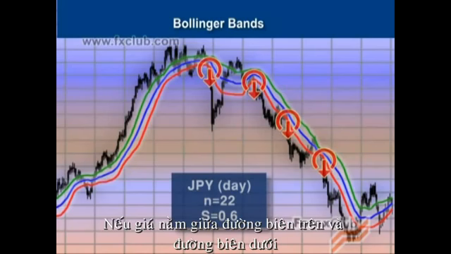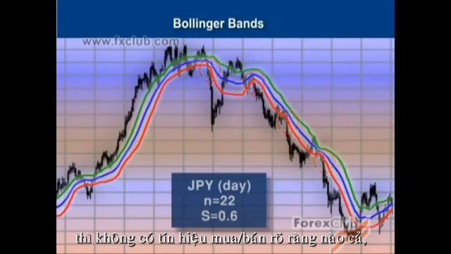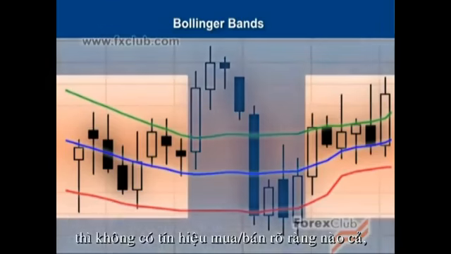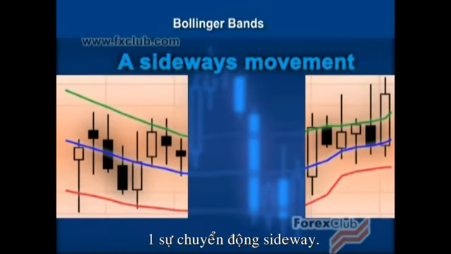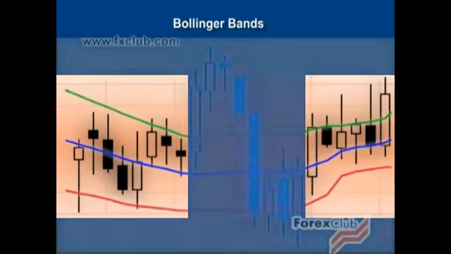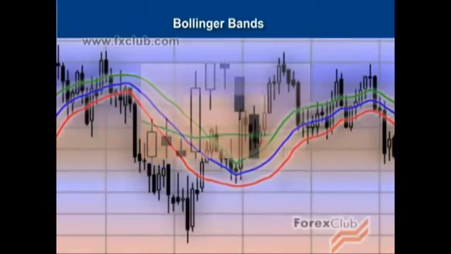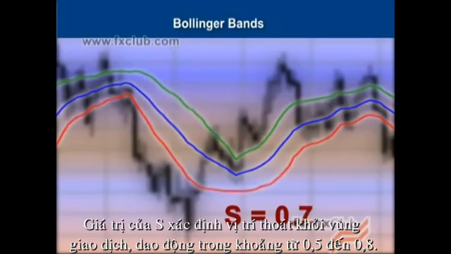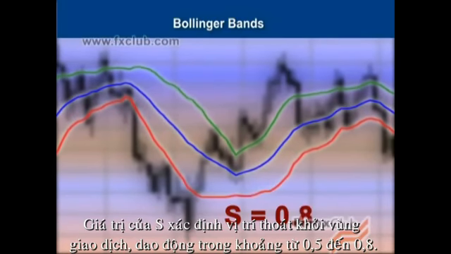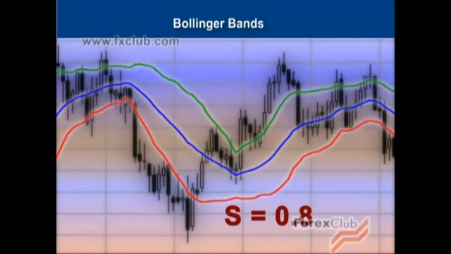If the prices are between the upper and lower lines, no trading signals occur. There's some turbulence, and it's a trading range, a sideways movement. The value of S used to determine the exit point from a trading range varies from 0.5 to 0.8.